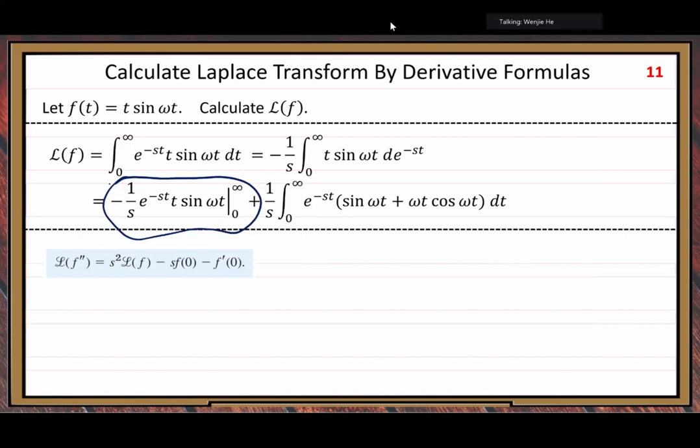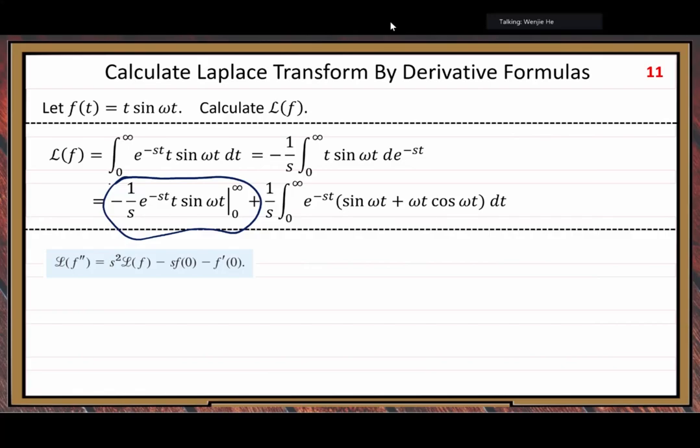At 0, you plug in 0, and it's 0. So the first term is gone. You can see it easily, so you only need to calculate the second one.